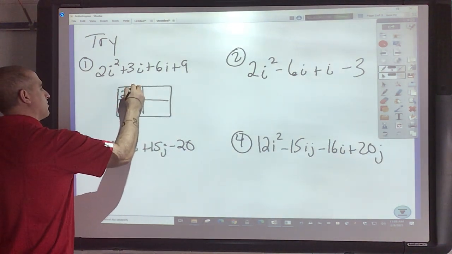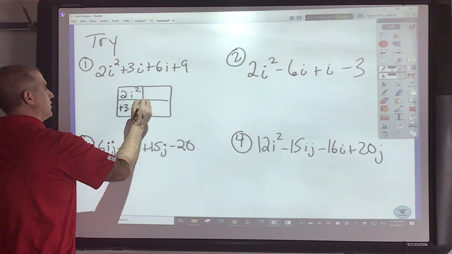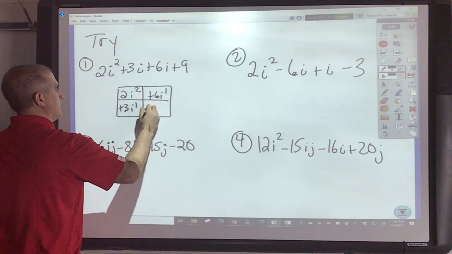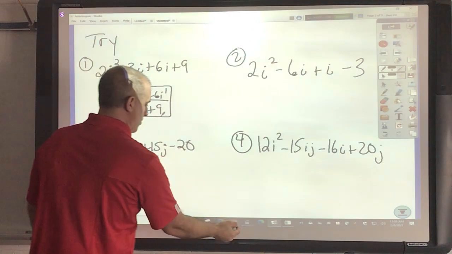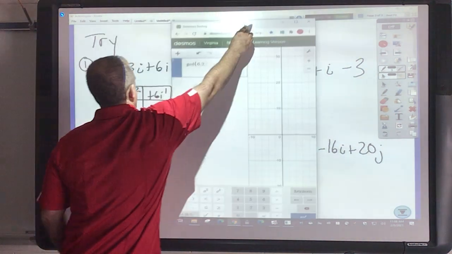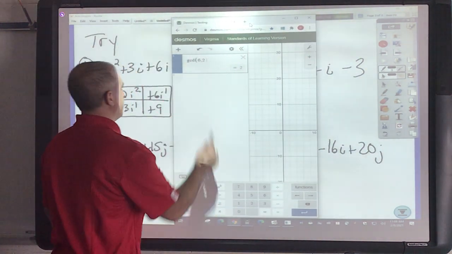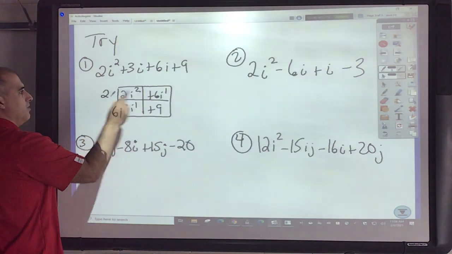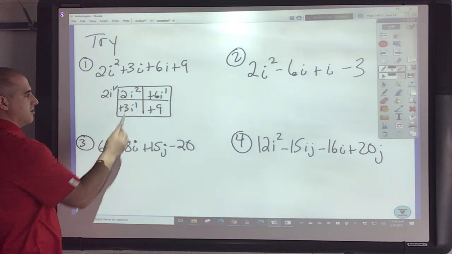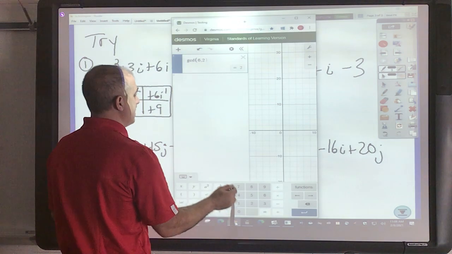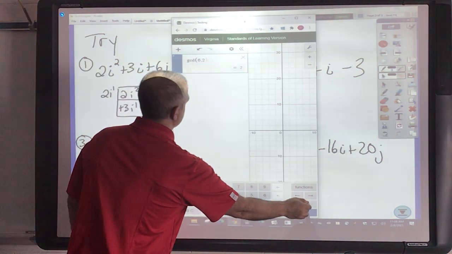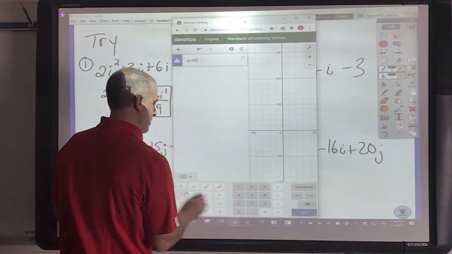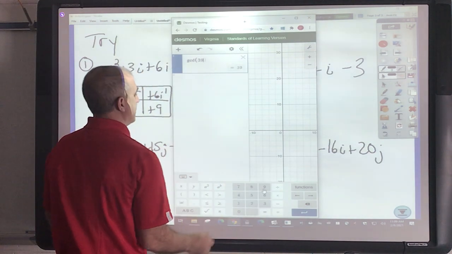Okay, 2i squared, 3i to the first, 6i to the first, and 9. Horizontal row, I got 6 and 2, or 2 and 6, that's 2. They both have an i to the first, okay? Then I got 3 and 9. Okay, 3 and 9.